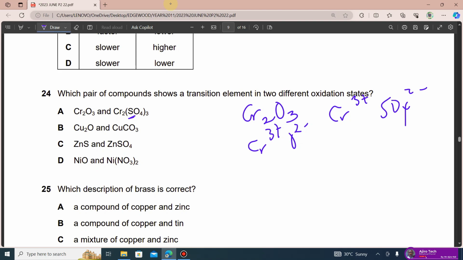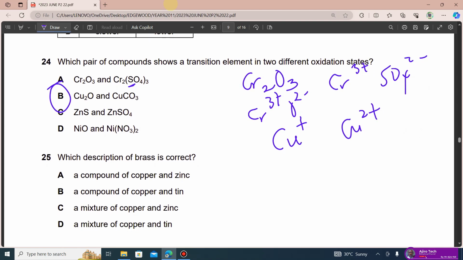So if we go to option B, copper there is copper 1 plus, and then the other part is copper 2 plus. So there are 2 different oxidation states of copper there. So simply B is the answer to that question.